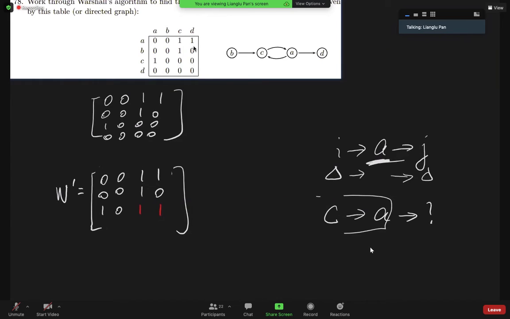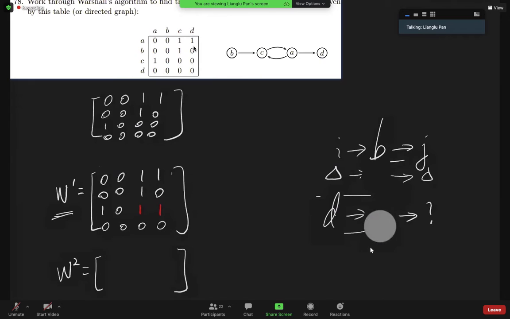And for the last row, we are checking if we can go from D to A and then to a destination node. But since D to A is not possible, we are not going to have any updates here. That's the first round. And for the second round, we are going to use the second node, node B, as a stepping stone. So we're checking if we can go from any starting point to B, then to the destination.